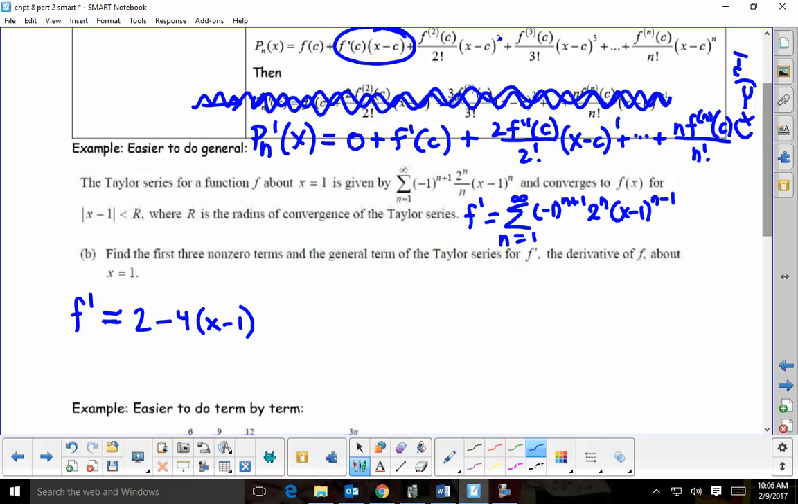Now we're plugging in 3. So that one's a positive 8 times x minus 1 to the second. How many did it want? First 3 non-zero terms. So here are my first 3 non-zero terms.